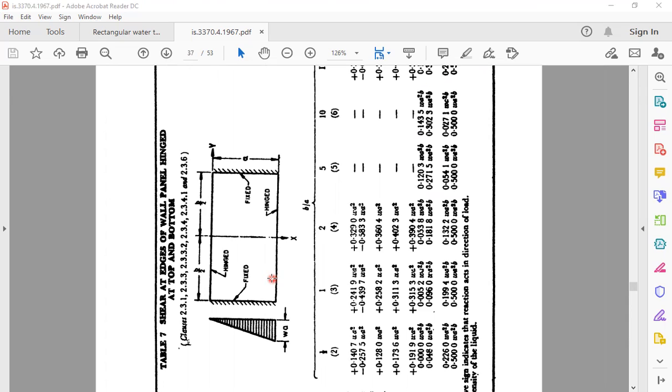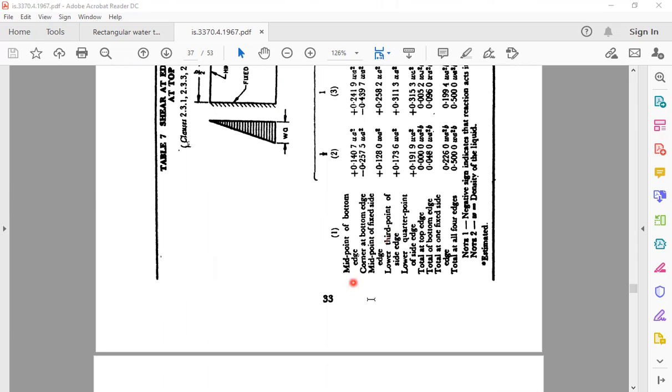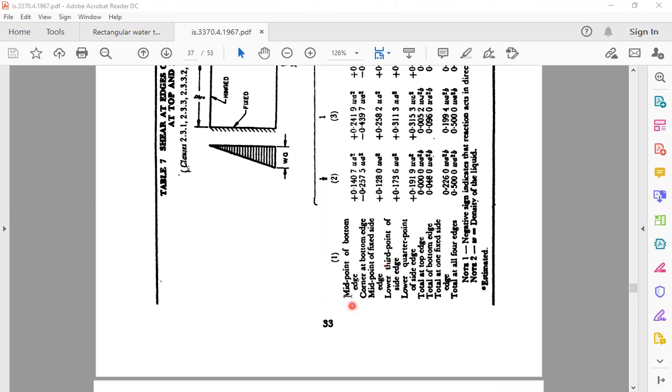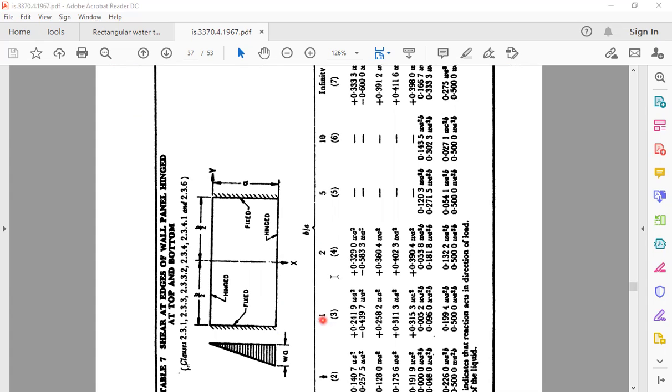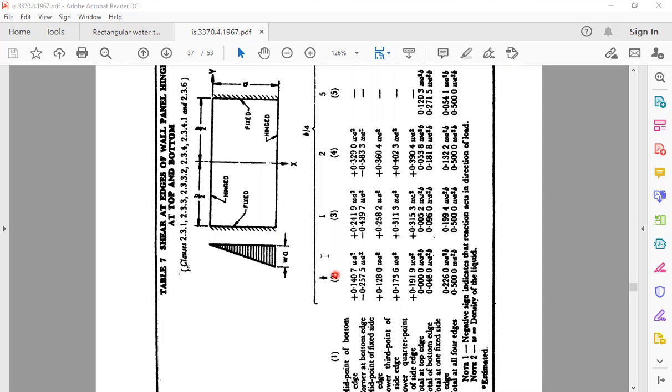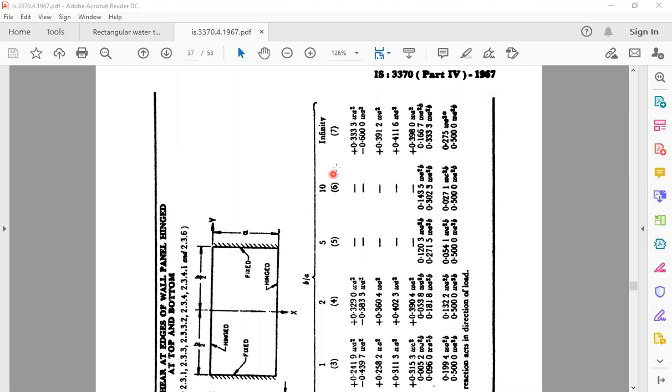And next, tables number 7 and 8, we are going to study shear coefficients. We will get the shear coefficients here. Again, we have the conditions like hinged, fixed, or free at the top and hinged at the bottom, the same thing. And we will be getting the coefficients with respect to the place where we want. So here B by A means the length to height ratio of different values. Here it is 0.5, 1, 2, 5, 10 and infinity. So these are the values.